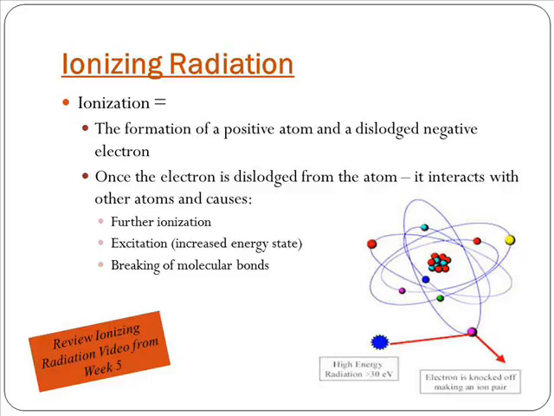So once the electron is dislodged from the atom, it interacts with other atoms and can cause further ionization, excitation, which just means an increased energy state, so the cells have more energy, and a breaking of molecular bonds. So again, you can review the ionizing radiation video from week 5 if you need to do that.